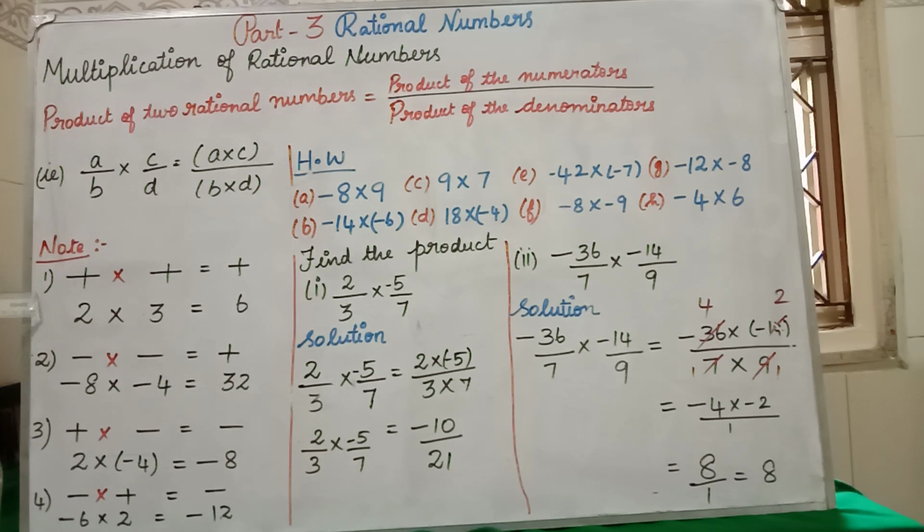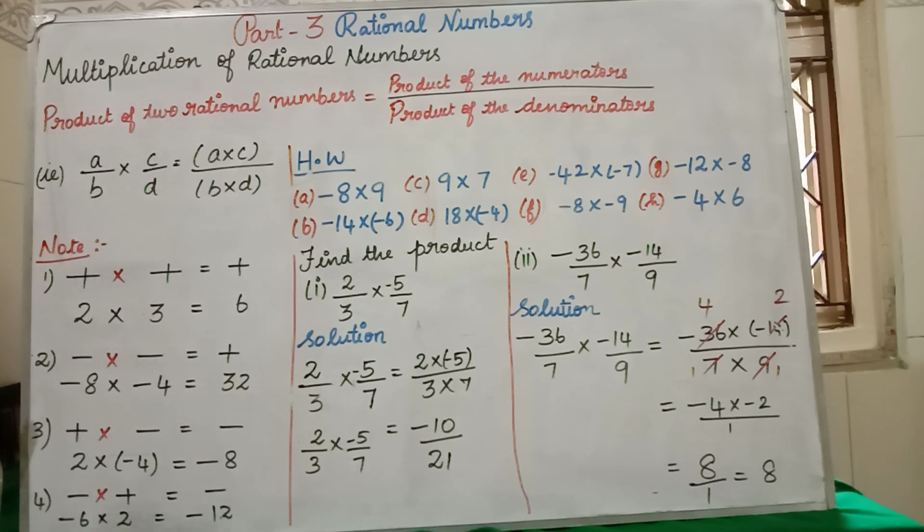If you see here, plus means plus. 2 into 3, both are in what sign? Plus sign. Here also 3 is plus sign. So plus 2 into plus 3 is what? 2 3s are 6. So our answer is also positive.